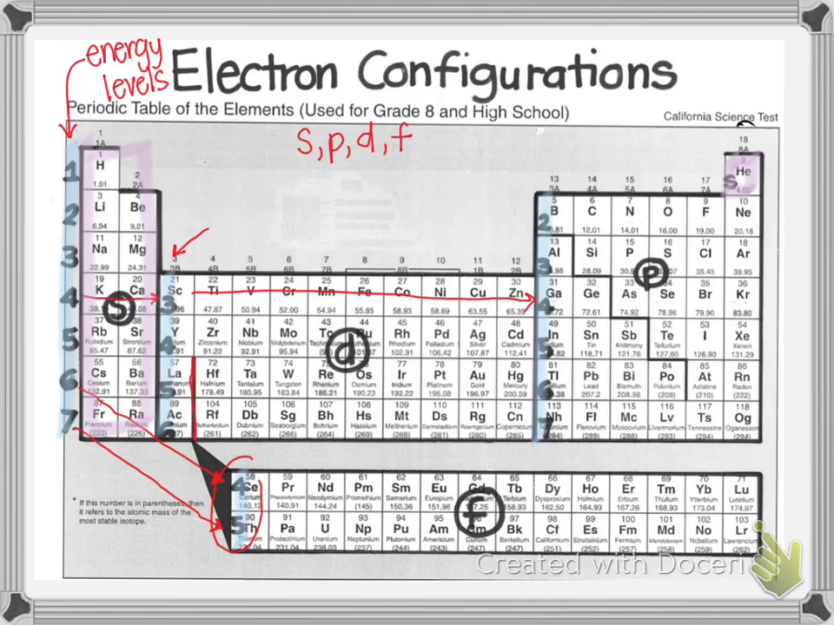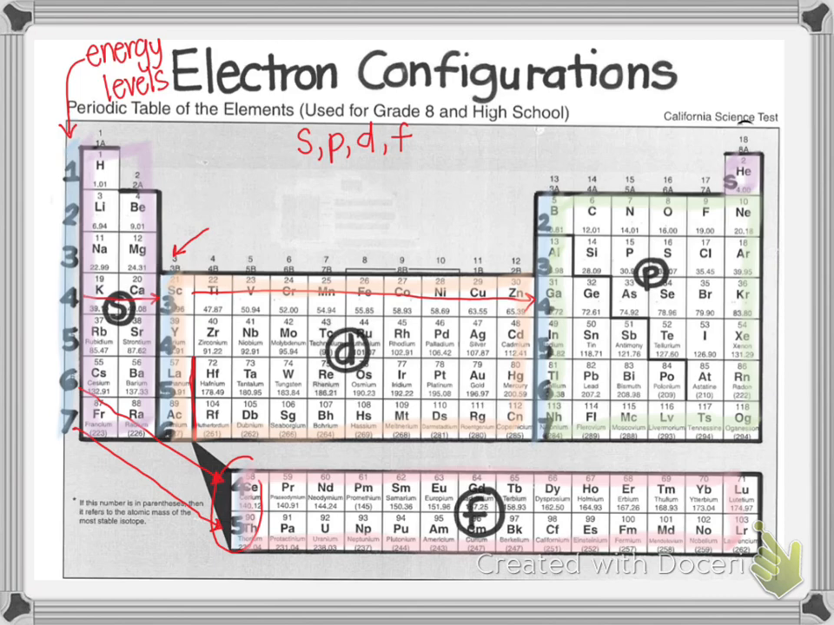The P's are over here. So it's this side. Anything within that is a P. The D's are this bridge, this middle part. Those are the D's. And then at the very bottom are the F's. So we account for all the sublevels.